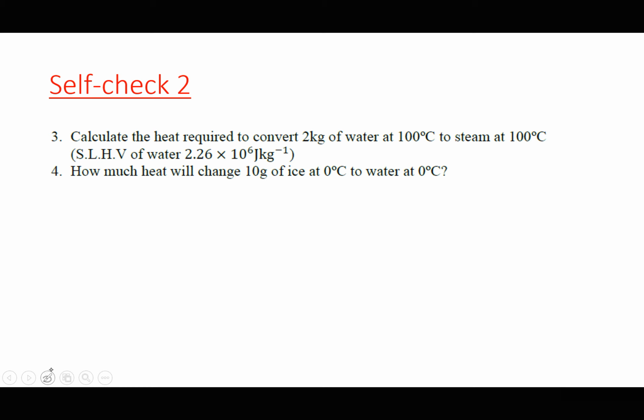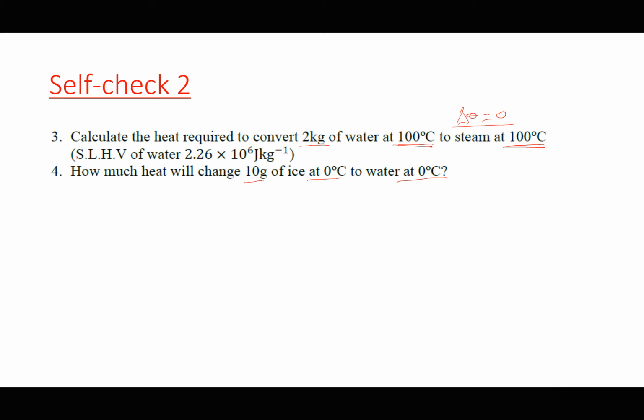Self-check 2. Now this is yours to try. You may use the table above where not given. Calculate the heat required to convert 2 kilograms of water at 100 degrees Celsius to steam at 100 degrees Celsius. You notice that the change in temperature here is actually 0, so this is latent heat of vaporization. How much heat will change 10 grams of ice at 0 degrees Celsius to water at 0 degrees Celsius? So this is still latent heat of fusion.